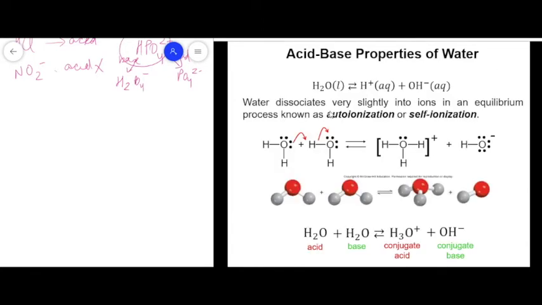So next we'll discuss the acid-base properties of water. Another thing that you might have observed in the previous examples is that sometimes water acts as an acid and sometimes it acts as a base. So water is also one of the amphoteric substances.